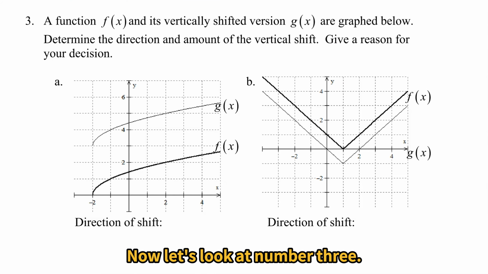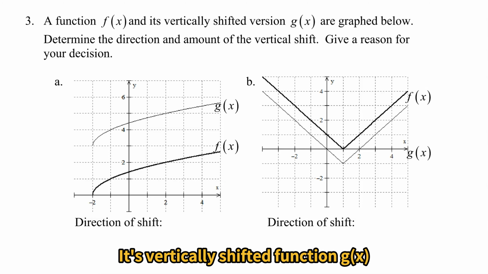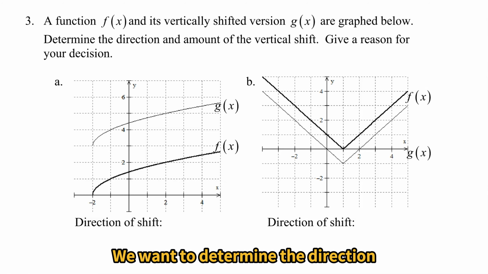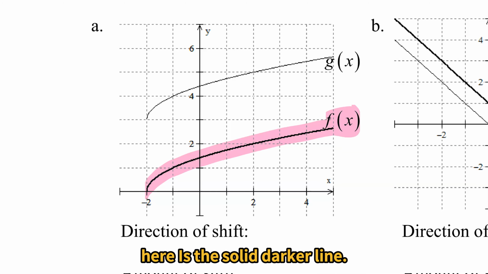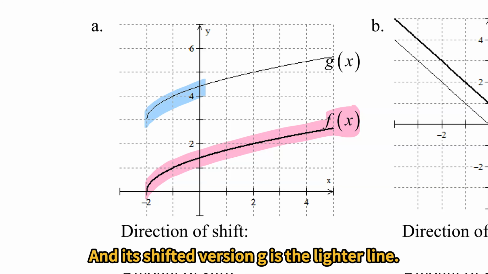Now let's look at number 3. Here we have a function f of x, and its vertically shifted function g of x, graphed in the same graph. We want to determine the direction and the amount of the vertical shift. So if I look at part A, my function f here is the solid darker line, and its shifted version g is the lighter line.